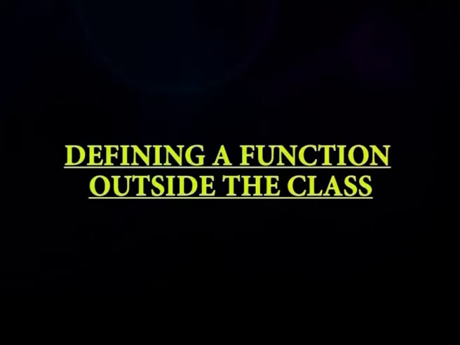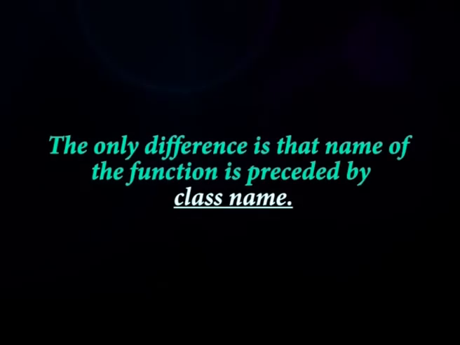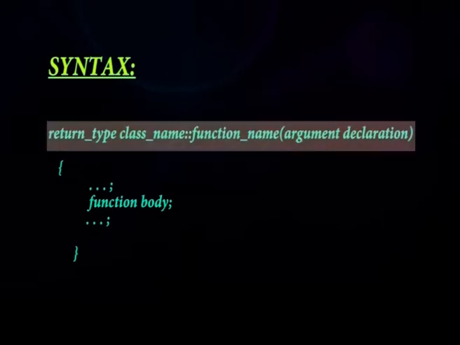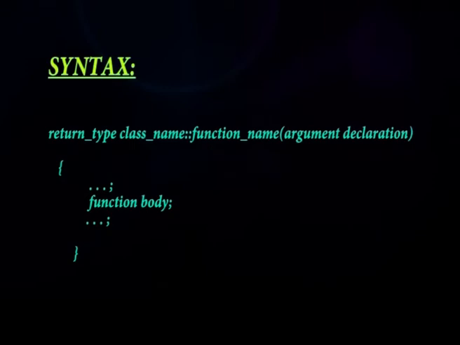The second method is defining a function outside the class. When a member function is defined outside the class, its method of declaration and definition is just like that of a simple function. The only difference is that the name of the function is preceded by the class name. The syntax is as shown on the screen. The class name shows that the function name is a member of the class specified by the class name. The scope resolution operator is used to attach the function definition to the class name.